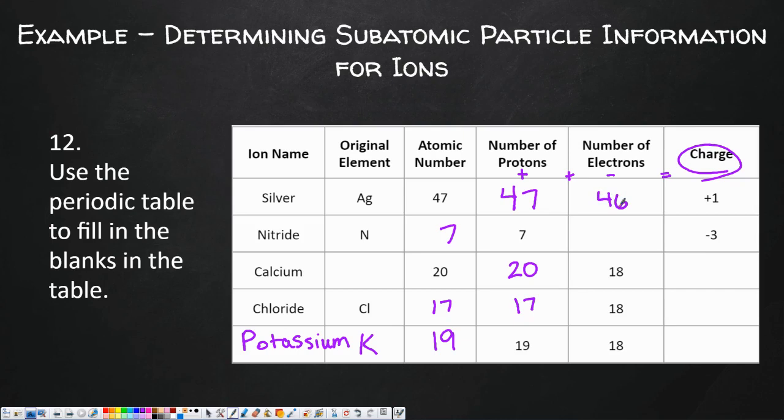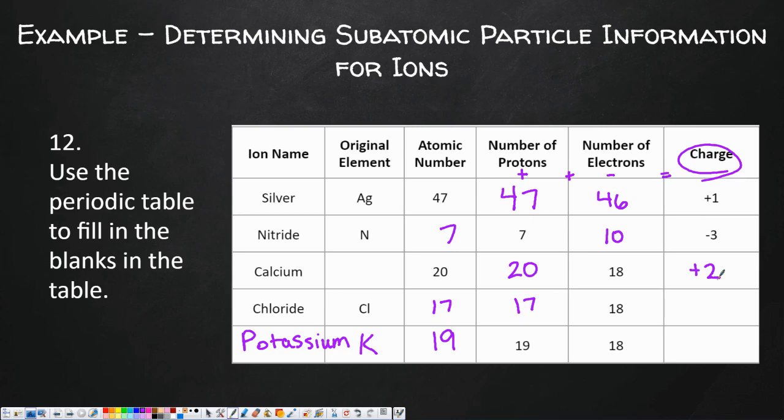For the next one, I have a charge of -3. So class, how many electrons did we have in this ion? 10. Because when I take 7 minus 10, I get -3. For calcium, I have 20 positive charges and only 18 negative charges. So that should be +2.